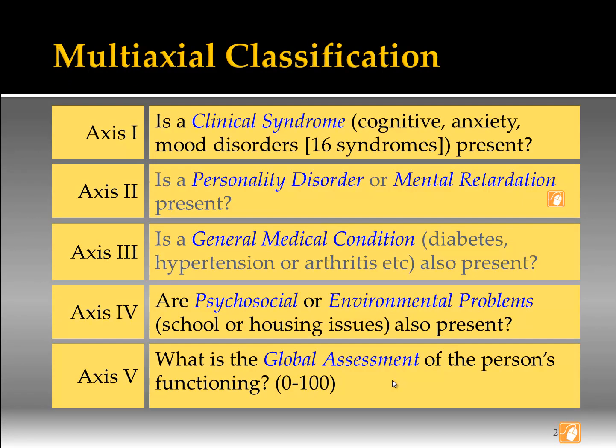Okay. Axis 2 is where we take a look at personality disorders or the potential for mental retardation. We usually diagnose on axis 1, and it's not uncommon to diagnose under axis 2 as well. Generally they may have a clinical syndrome, and then they may have a personality disorder that accompanies it.